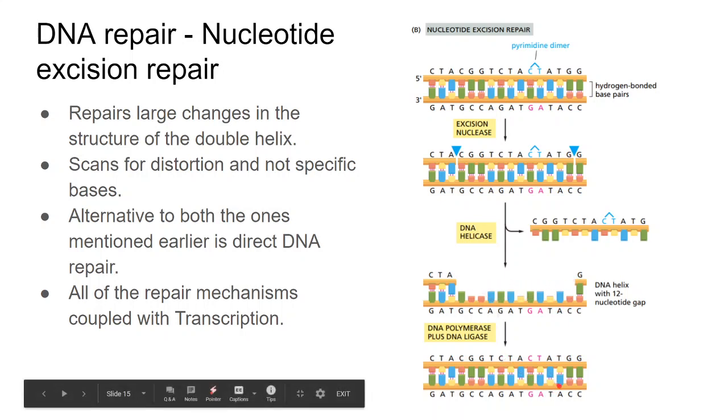You know there's an A here, so you'll add a T. You have T here, you'll add A. You have A here, you'll have T. You understand the point. You need a template strand to repair the opposite strand.